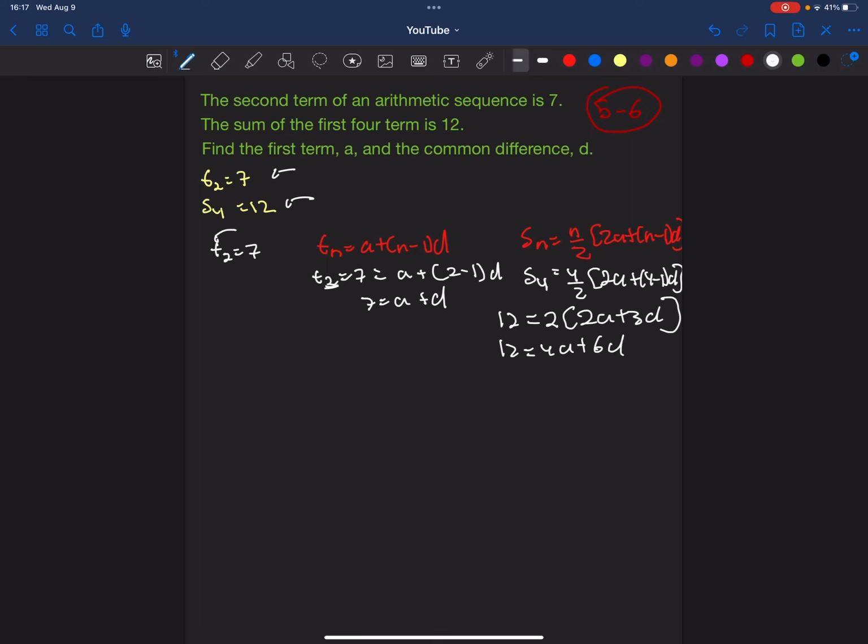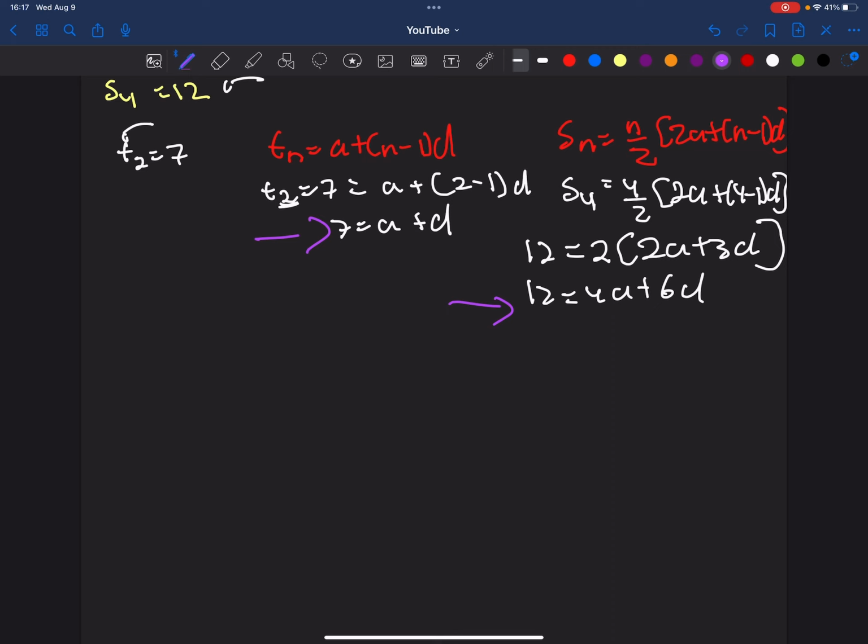Now the second step is elimination, okay? Because we want to eliminate either a or d to find the value of the other. So for example, if you're going to eliminate d, you're going to find the value of a, and then you're going to substitute the value of a into this equation or this equation to find the value of d, okay? So let's do that.